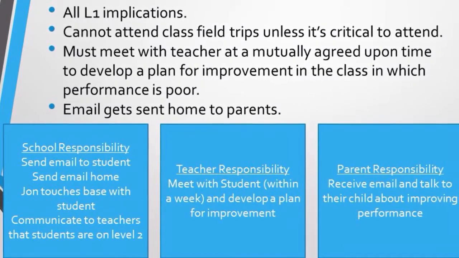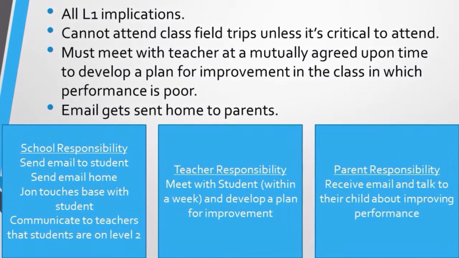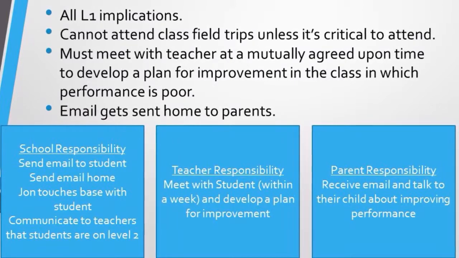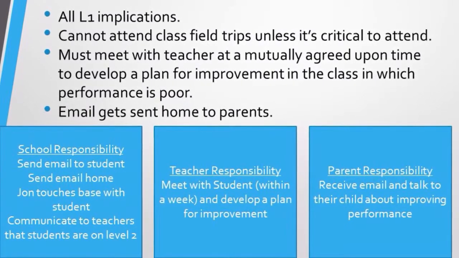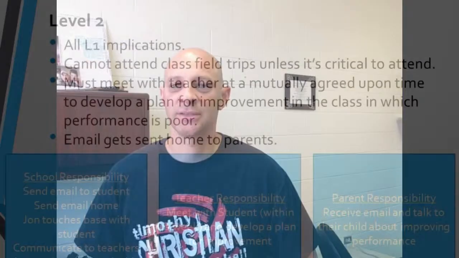Then what the office is also going to do is send an email to the students, and then John Heisinger will then also touch base with each student, remind them that they need to go seek the teacher out to set up a meeting to put together an action plan. And then also we will send the restricted list out to all the teachers to make sure that they know that they're on level 2.